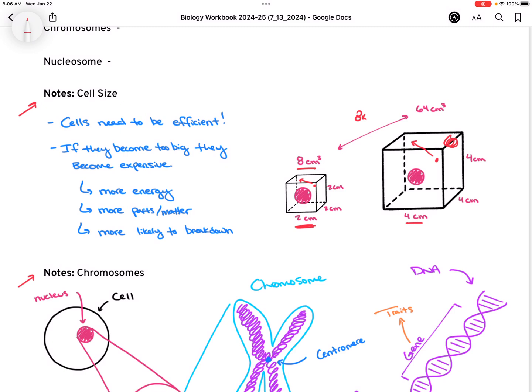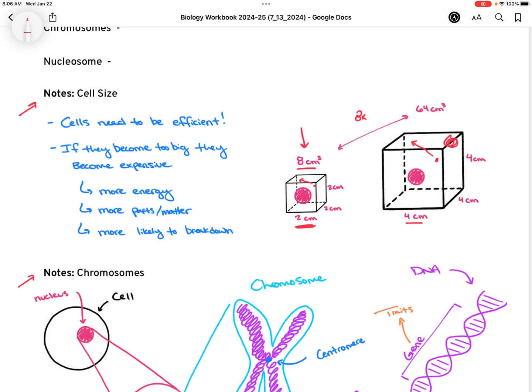So there is a limit to how big cells can get, and it's based on how efficient they can be, because that's the goal. Their goal is to be efficient. And a much smaller cell is much more efficient at managing its daily duties, or what that cell is required to do.